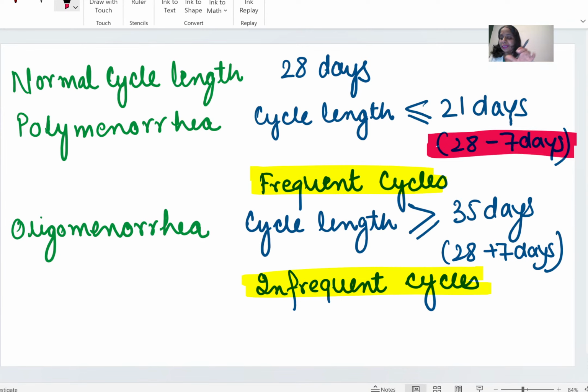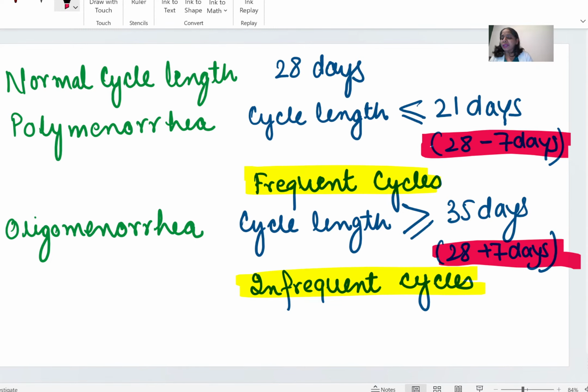So if periods are coming at a gap of less than 21 days, it is polymenorrhea. The way the examiner asks the question, the examiner says these will be frequent cycles. Frequent cycles are polymenorrhea. What is oligomenorrhea? Oligomenorrhea is when the cycle length is more than 28 days. So 28 plus 7 days counts to be 35. Here the examiner will give the keyword infrequent cycles. That will be oligomenorrhea. Cycle length will be more than 35 days.